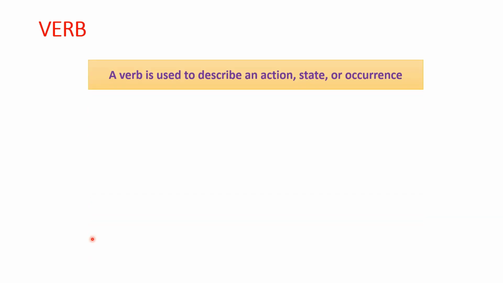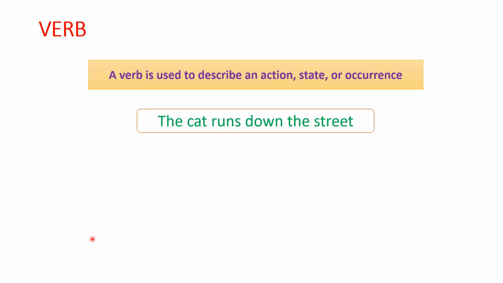A verb is basically just a word to describe some action, some state of being, or occurrence. A verb is the main part of the predicate. Let's consider an example. The cat runs down the street. Here, runs down the street is the predicate, and the predicate starts with the verb, which is runs. So this is the action that the subject is doing. Here the subject is cat.